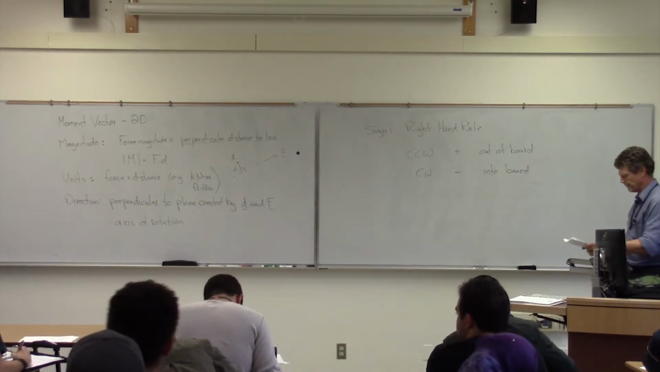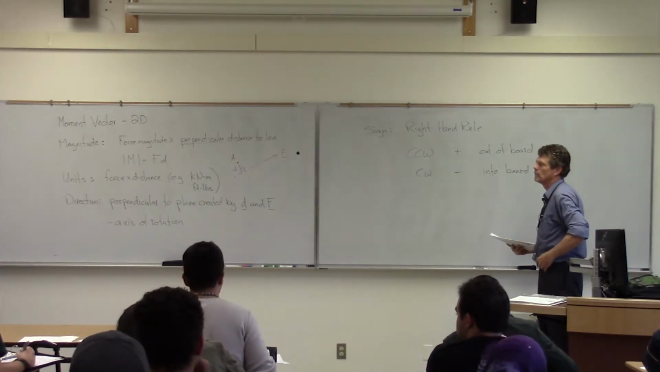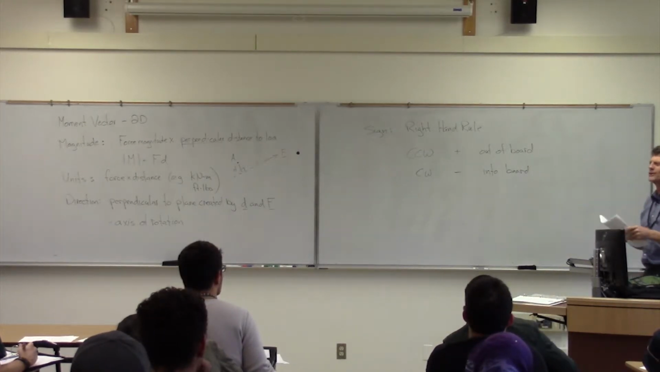Sir? I thought moment vectors don't exist in 2 dimensions because it's a cross product, and cross products only exist in 3 dimensions. We're going to do a cross product in 2D just to show you that that isn't right.